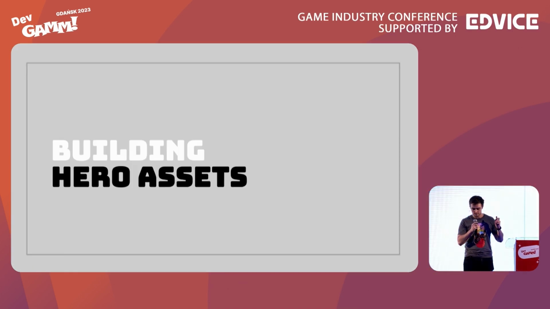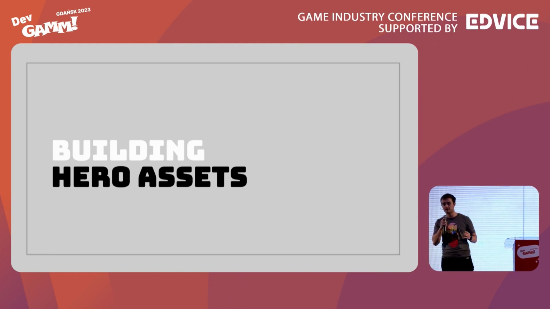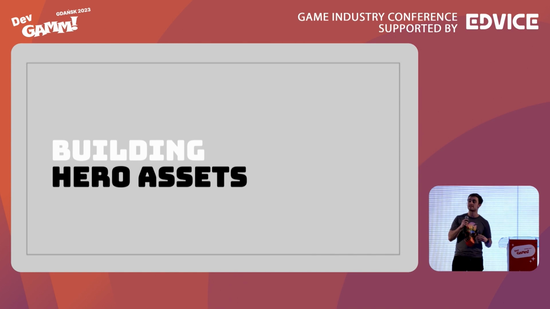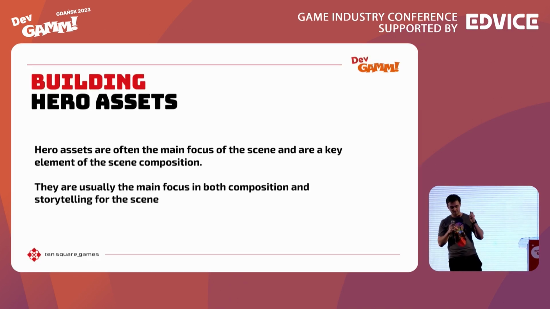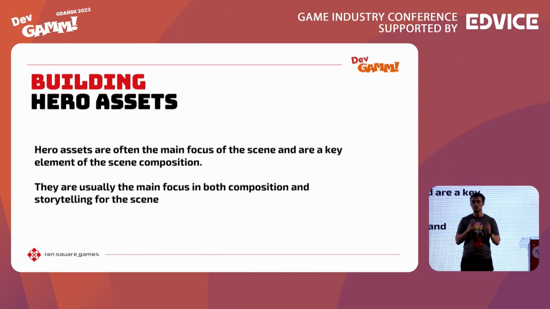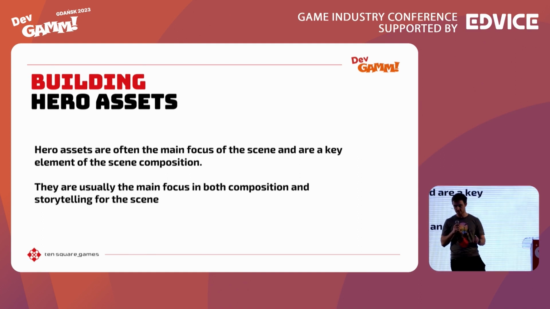Now, hero assets. I've talked a bit about the buildings. I've talked about the little environment with the dragon skull. However, not everything can be a modular system. Not everything can be a repeated window or a repeated wall. Sometimes scenes have very key important assets that will be the center of attention. These assets are called hero assets. And they are more often than not the main focus of the scene.